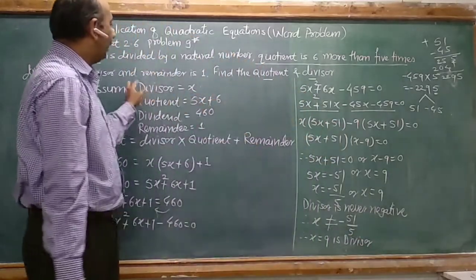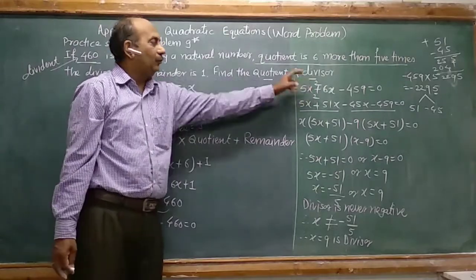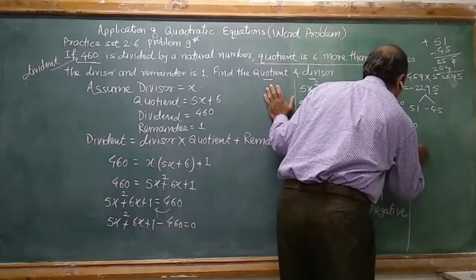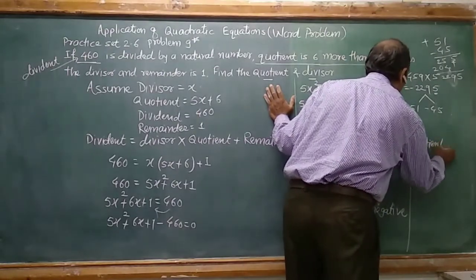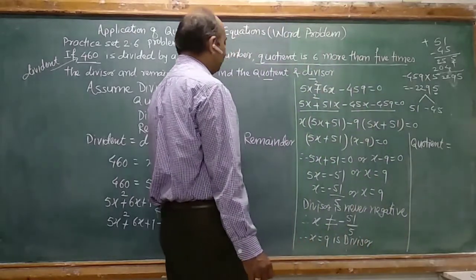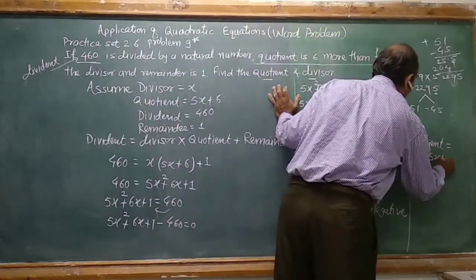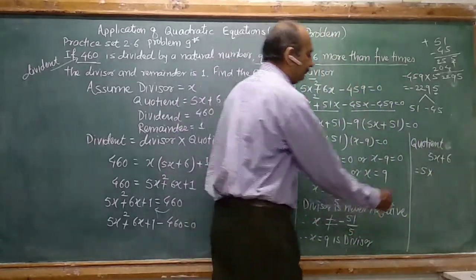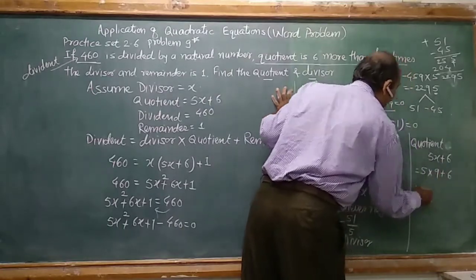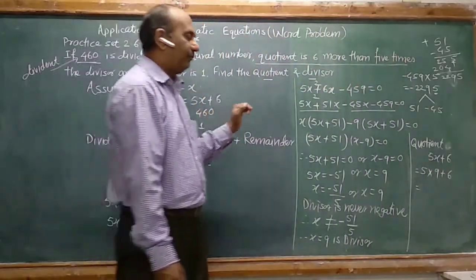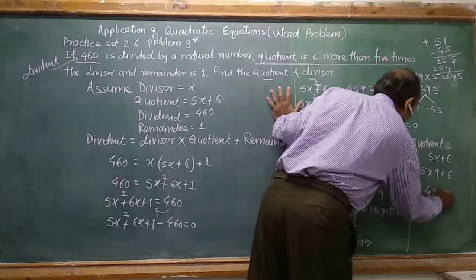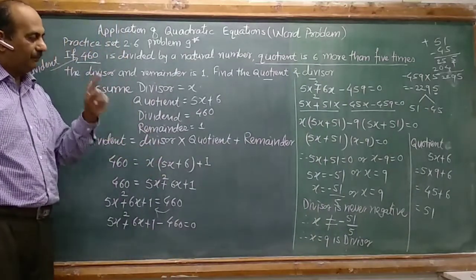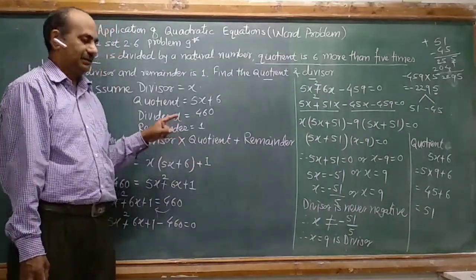Now we got the divisor here. What is to be found? The quotient. The quotient is 5x plus 6. It comes to 5 into 9 plus 6. 5 nines are 45, 45 plus 6 comes to 51. So the quotient is 51 and the divisor is 9.